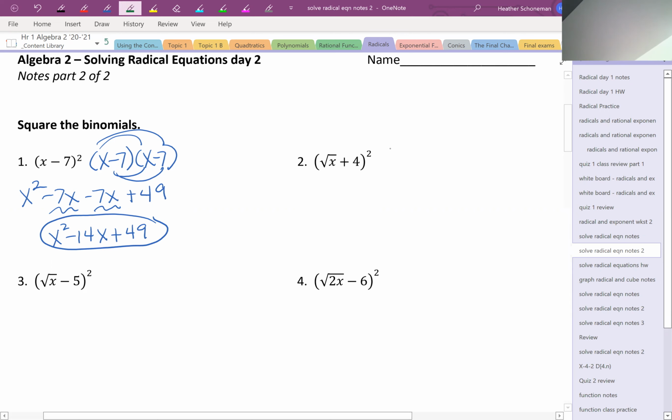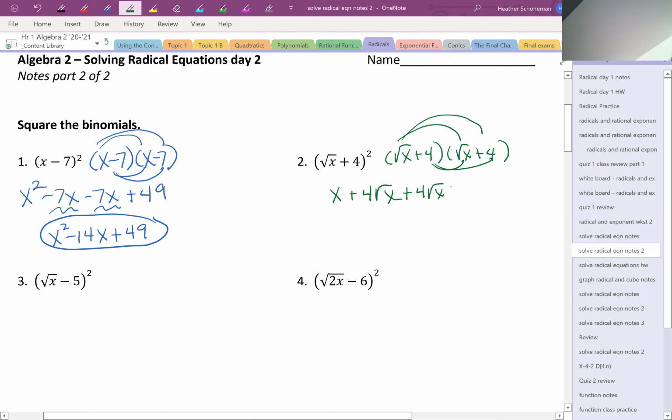All right, let's try this again with a radical. This really means the square root of x plus 4 times the square root of x plus 4. So first thing, we need to multiply. Square root of x times x is x. Square root of x times 4 is 4 square root x. Over here, we're getting 4 square root x. And then over here, we get 16.